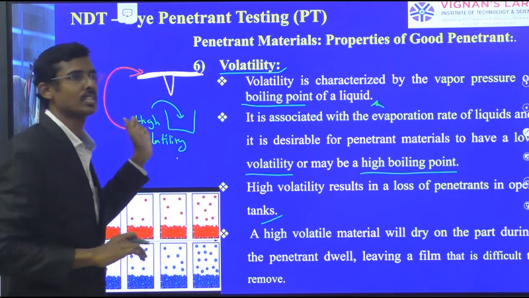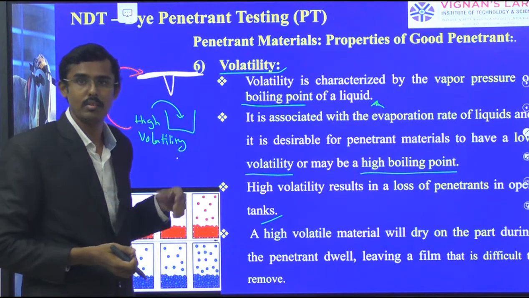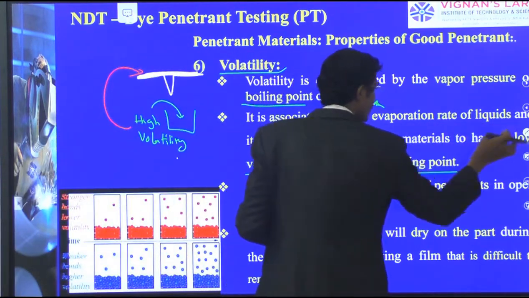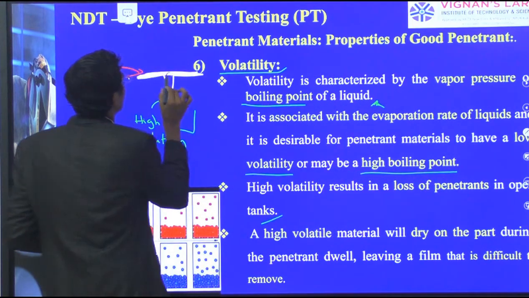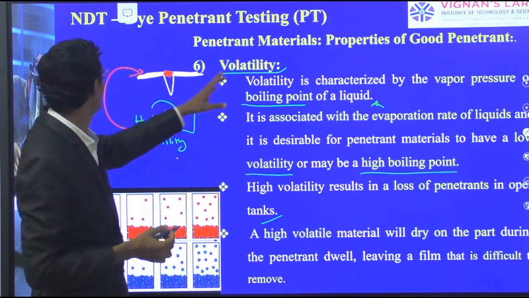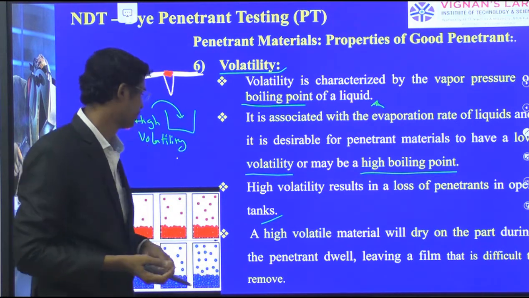What happens? The penetrant is not there. It has already evaporated, but we are looking for the color here. We are waiting, but it has already evaporated. We are looking for this color to show, but we don't know, because due to its high volatility it has evaporated. So all of that should be considered.